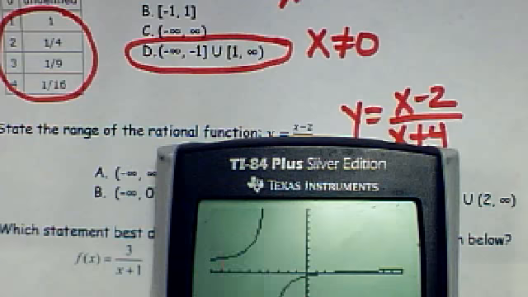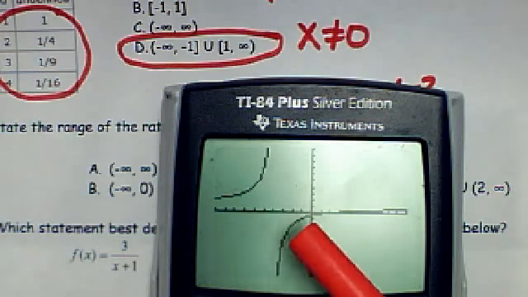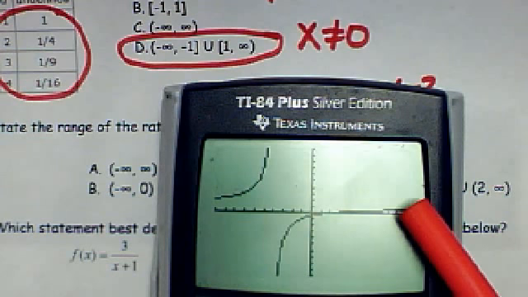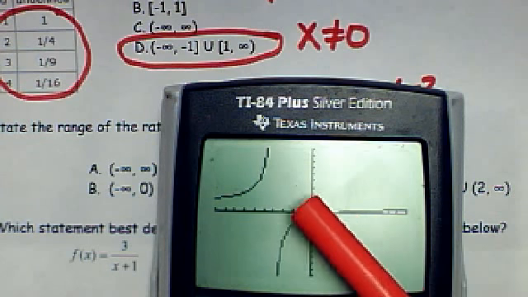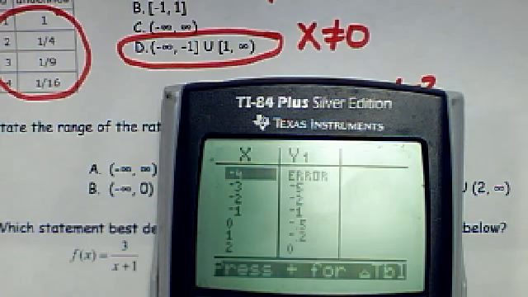So it looks like there's an asymptote. There's a horizontal asymptote here somewhere. It's not at 0 because the graph crosses the x-axis. So it looks like there's an asymptote at 1 or 2 maybe. So let's look at our table.